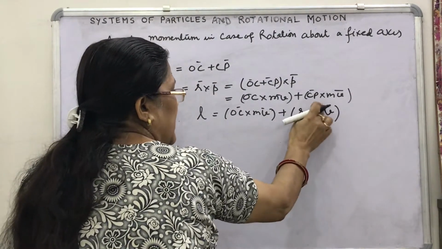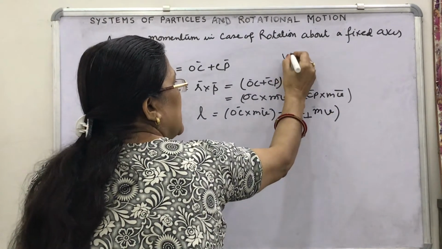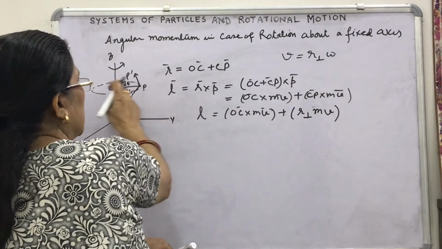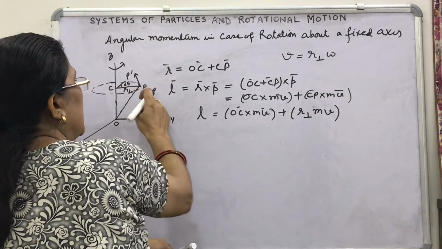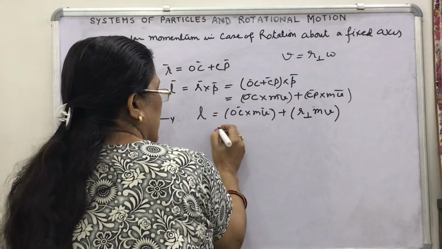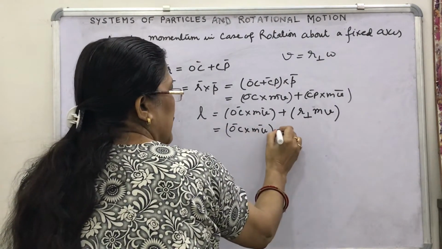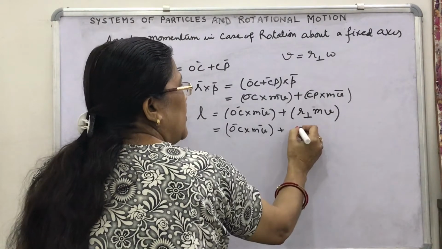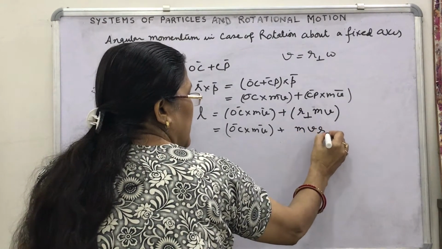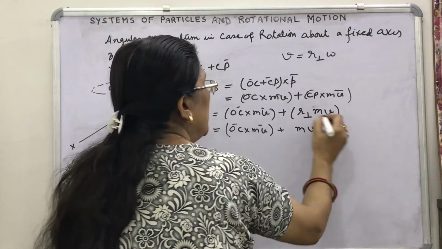Now if you write mv sin theta, then sin theta will be 1, and we have seen v equals r perpendicular omega. For this case, CP into v, in place of v we can write r perpendicular omega. So this is OC cross mv, simple, and here plus m r perpendicular square into omega.